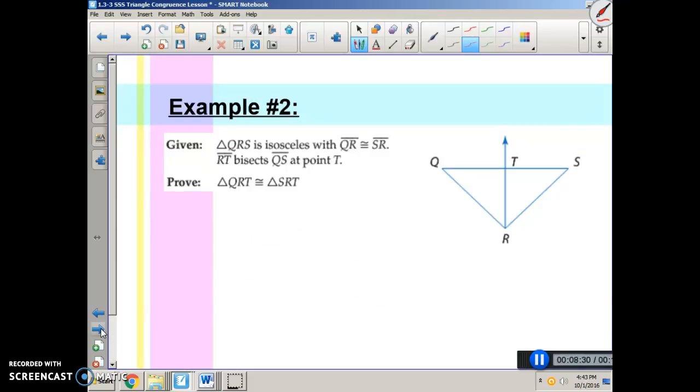Okay, and then the last example we're going to cover today. This one's got a little bit more that we're working with. This one says QRS, so that's the entire triangle. Make sure you pay attention to the letters. QRS is isosceles. Some of you keep forgetting what that word means. Think in your head back to that unit we did with equilateral and isosceles triangles. An isosceles is a triangle with 2 equal sides and angles. 2 equal sides, 2 equal angles.